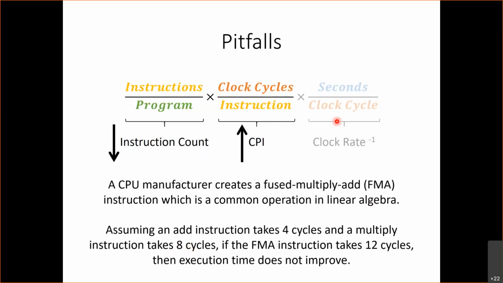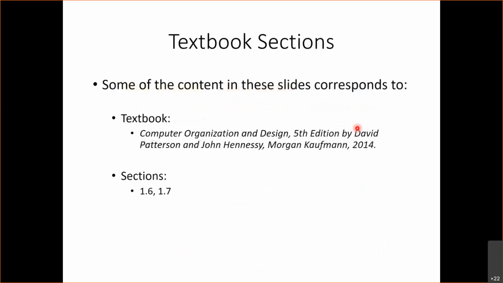Okay. And with that, this is the end of today's lecture on performance. If you would like to read more about the material we covered today, you can refer to the textbook, in particular sections 1.6 and 1.7.